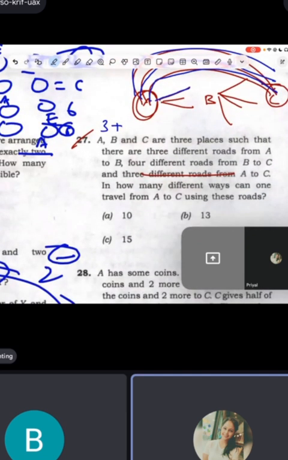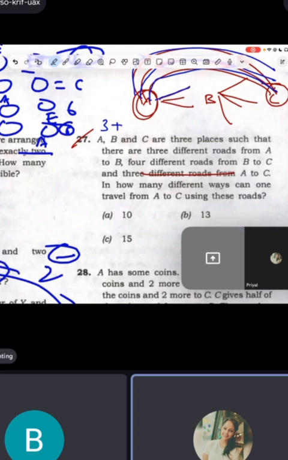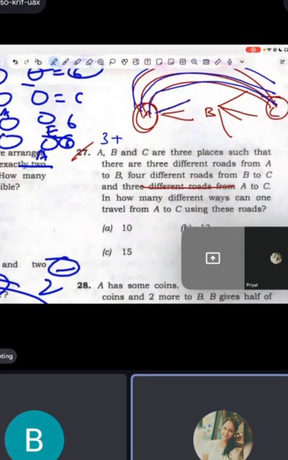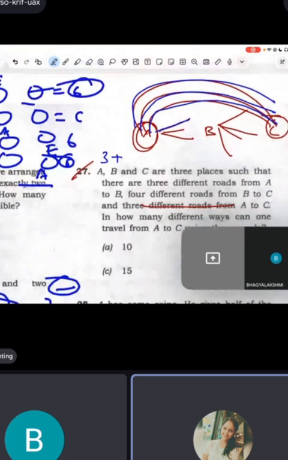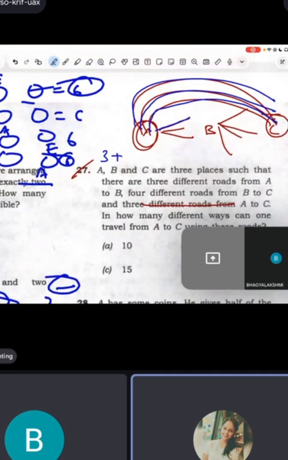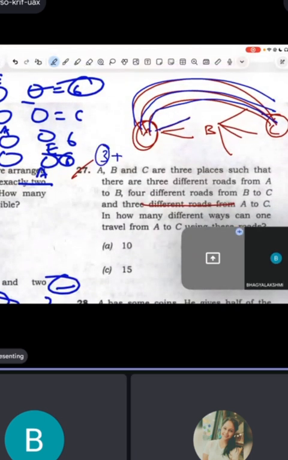Three different roads from A to C. So how many different ways can one travel from A to C? There is a direct road from A to C. You can choose the direct route, or you can go through B.